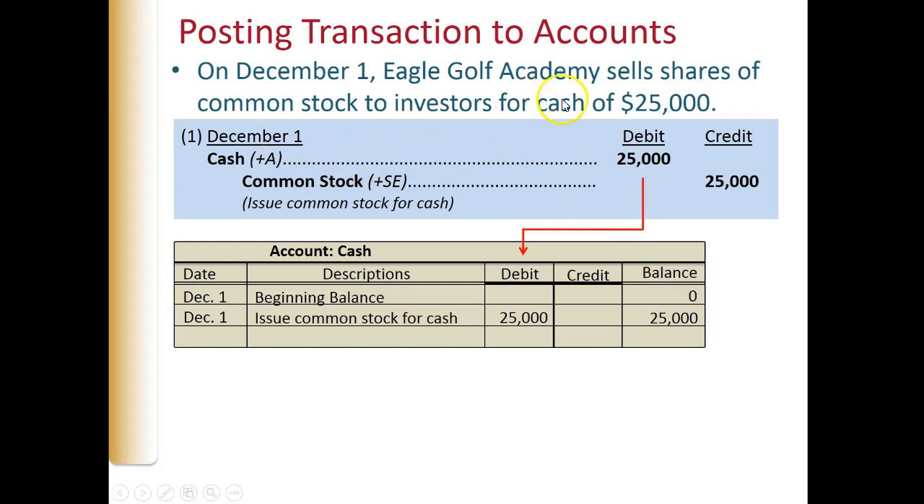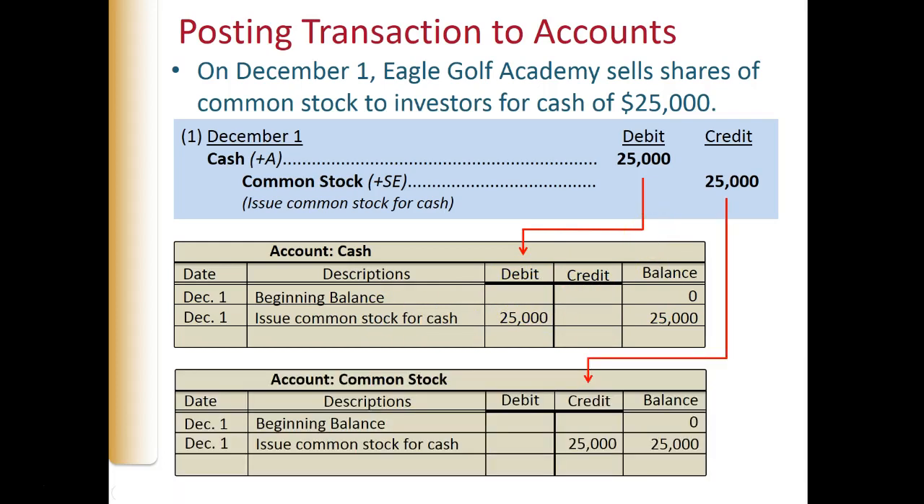But cash was debited $25,000. To post a transaction to the various accounts means we literally take this account, we show the date, we show the description, issue common stock, we take this debit and we transfer it here to our cash. Since cash is an asset, we know it has a normal debit balance, so we're going to carry it over here. We're also going to do the same thing to common stock.